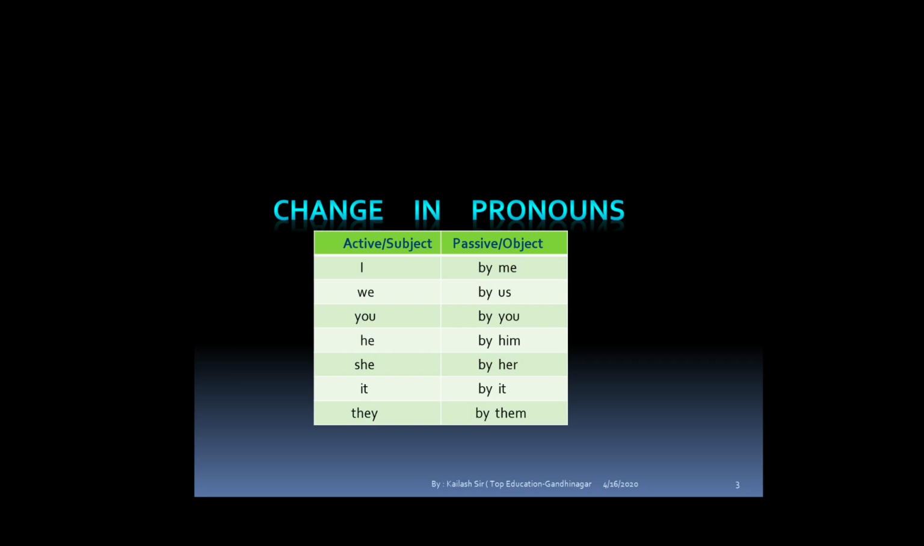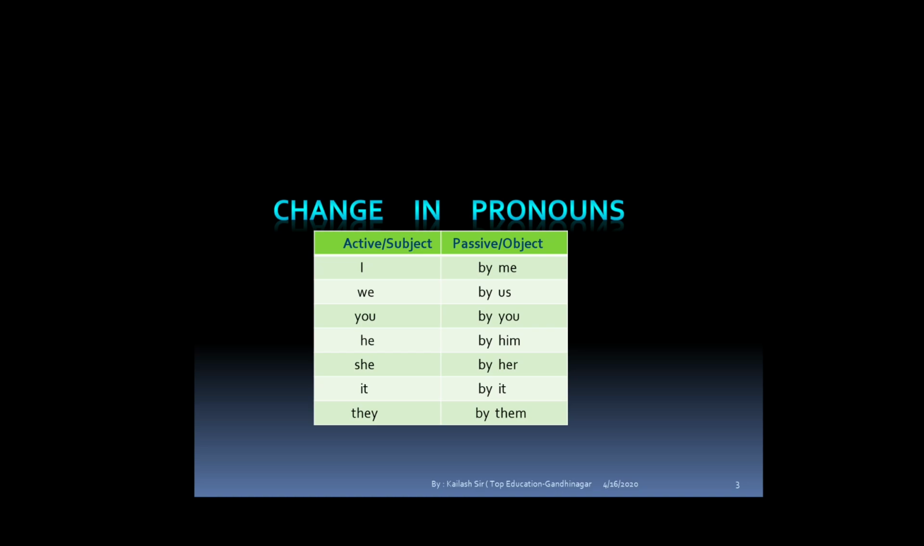Now let us move further. Let us see how the pronouns change. I have already taught you about the personal pronouns and the list of pronouns, but for specifically active and passive voice, we will study the subject form and the object form. In the list of pronouns, it is in the first and the second column. Now, I turns into me, we into us, you into you, he into him, she into her, it into it, and they into them. All use by, means by plus me, by plus us, like that.